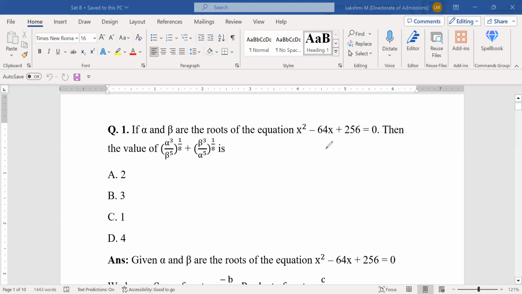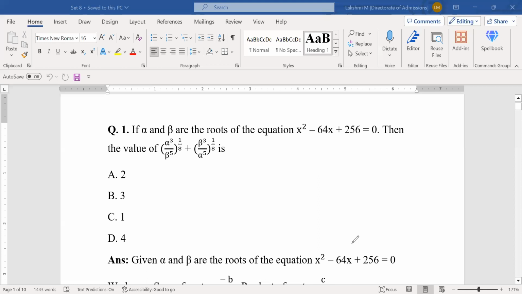So if alpha and beta are the roots of the equation x square minus 64x plus 256 equal to 0, then the value of (alpha cube by beta raised to 5) whole raised to 1 by 8 plus the opposite is equal to... Okay, I'm not going to take much of your time.